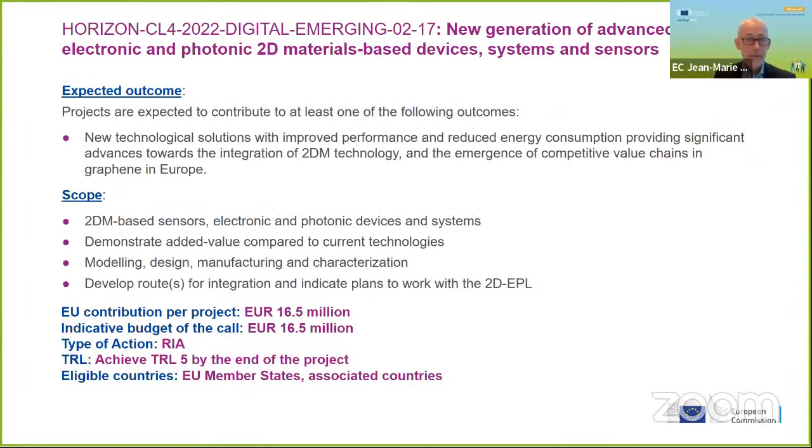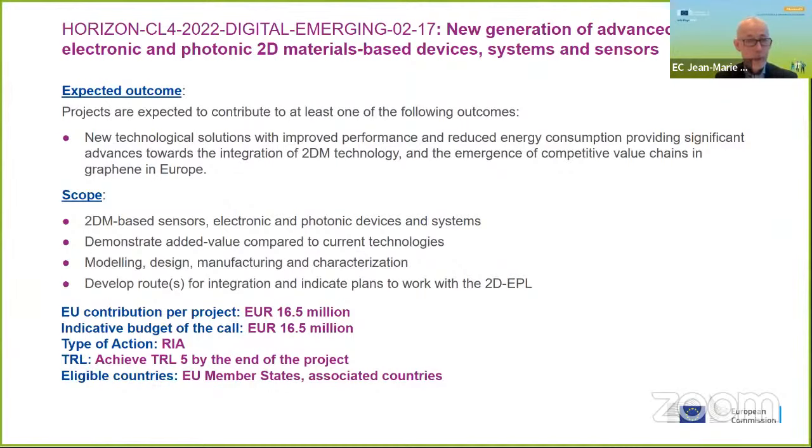So now let's have a look at these 5 topics. So the first one on the new generation of advanced electronic and photonic devices, systems, and sensors. So projects are expected to contribute to the following outcome. That's in the core text. So it's about new technological solutions with improved performance and reduced energy consumption, providing significant advances toward the integration of 2DM technologies and the emergence of competitive value chains in graphene in Europe. So that's the expected outcome.